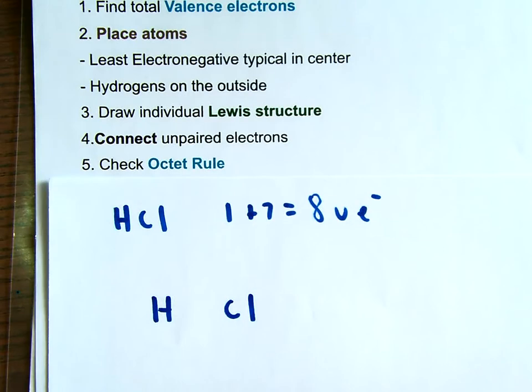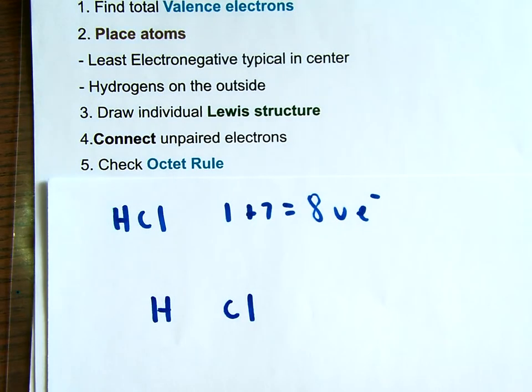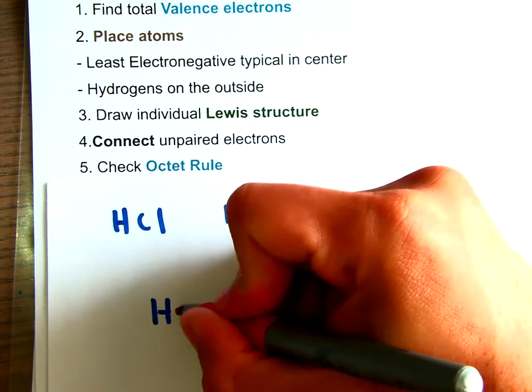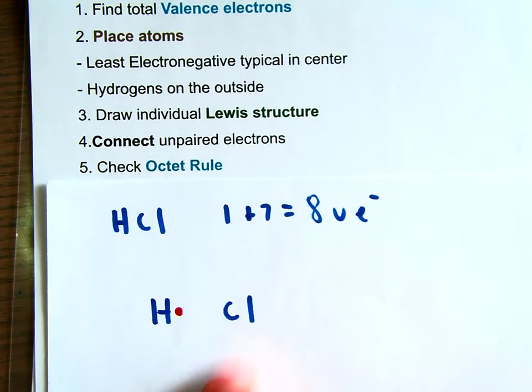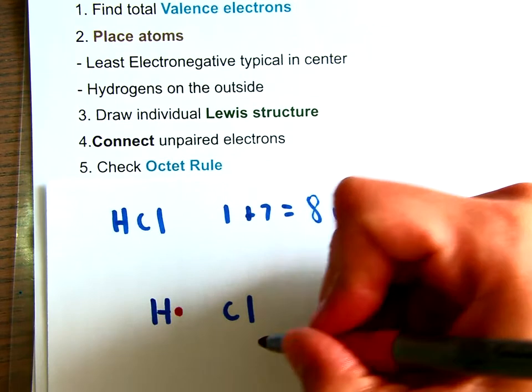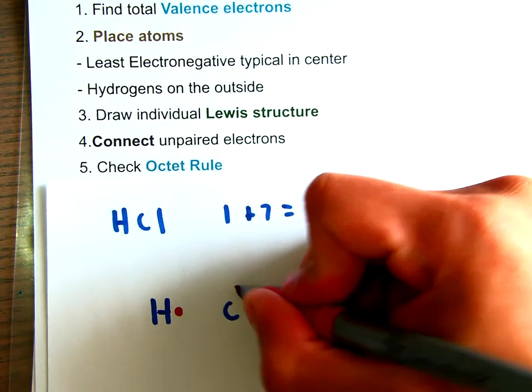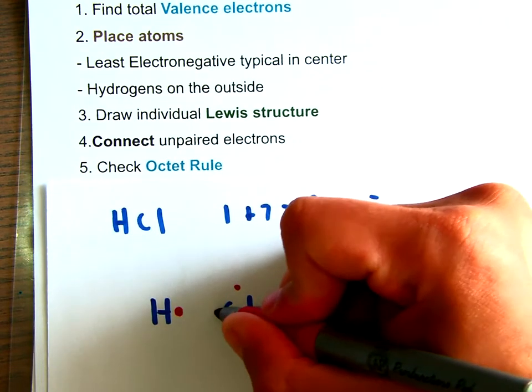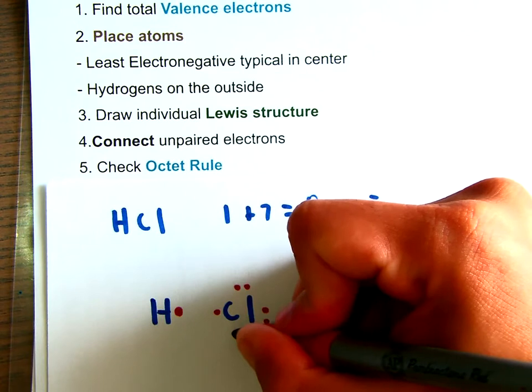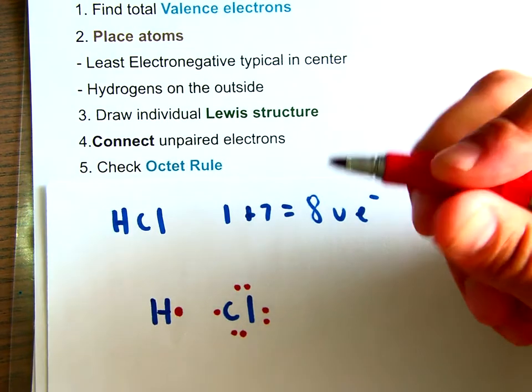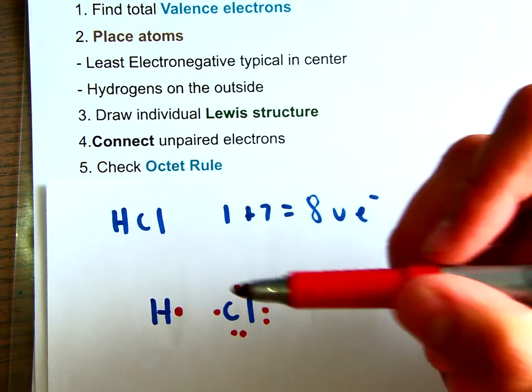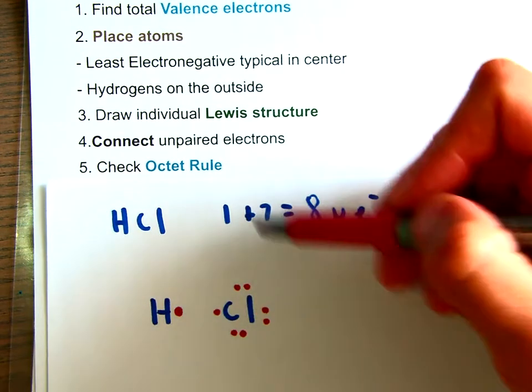Step 3, draw individual Lewis structures. Hydrogen has 1 valence electron, so I'm just going to draw 1. Chlorine has 7, so I'm going to put 7 using the cross method that we've done before. 1, 2, 3, 4, 5, 6, 7. If we notice, there are going to be unpaired electrons, which goes on to step 4.